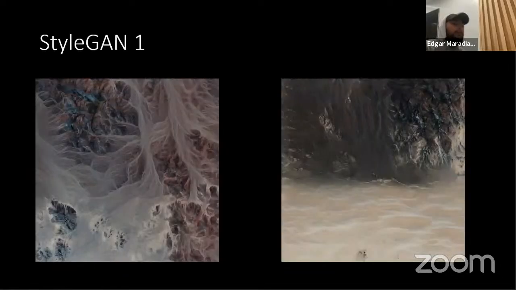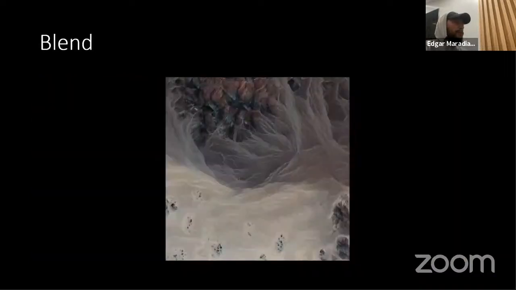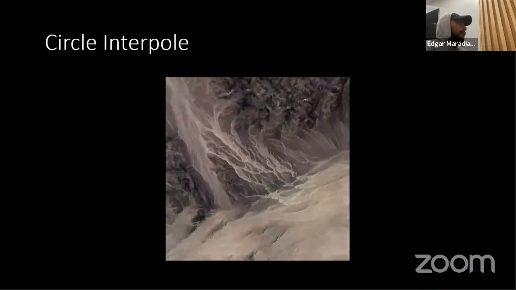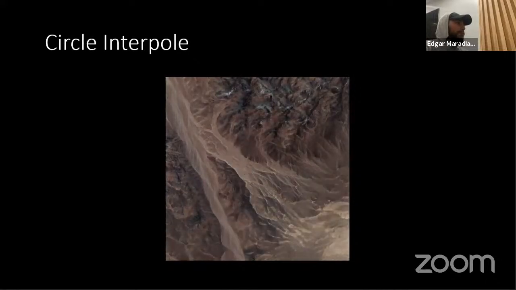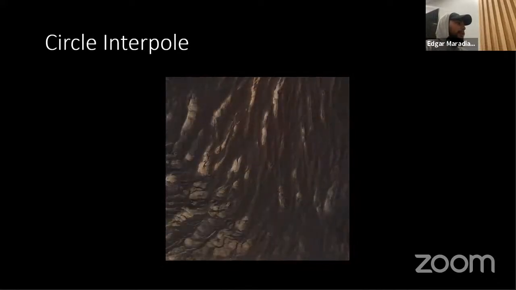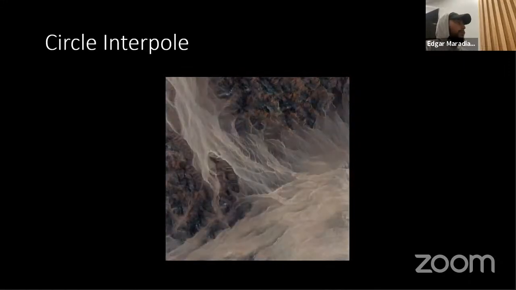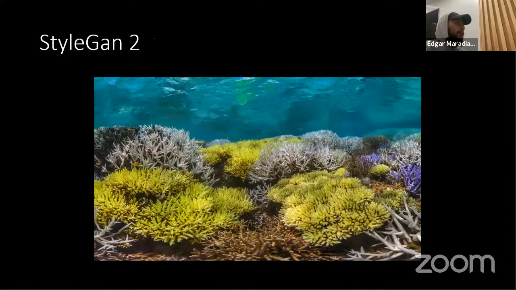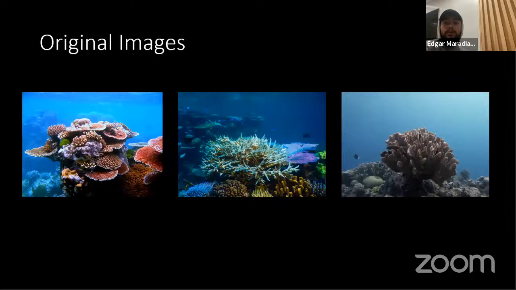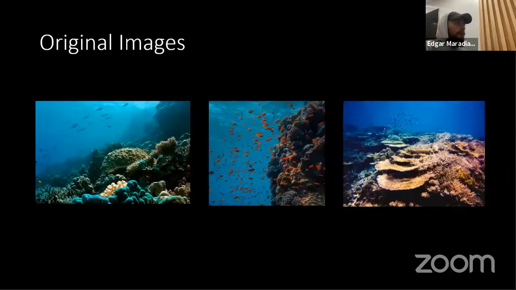So this is my presentation. I started with the example we started with Daniel's. These are the two that I did before blending them, and it came out to this. Then I did the circle interpolation, which I found pretty interesting. From there I went directly to what I was going to do myself, which was coral reefs. This is one of the original images I used to train the data set, and these are the other ones I used. In total, I think it was 9.